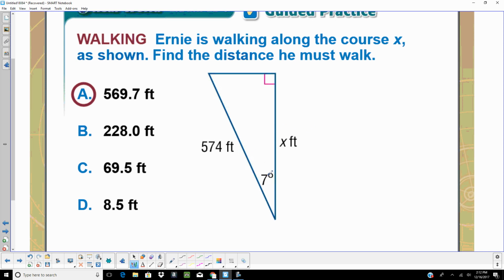Because we're looking for X, we have our angle theta. We have our hypotenuse, and X is going to be adjacent because it helps make up the angle. So it would be the cosine of 7 degrees equals, I'm sorry, getting ahead of myself, adjacent X over the hypotenuse, 574.